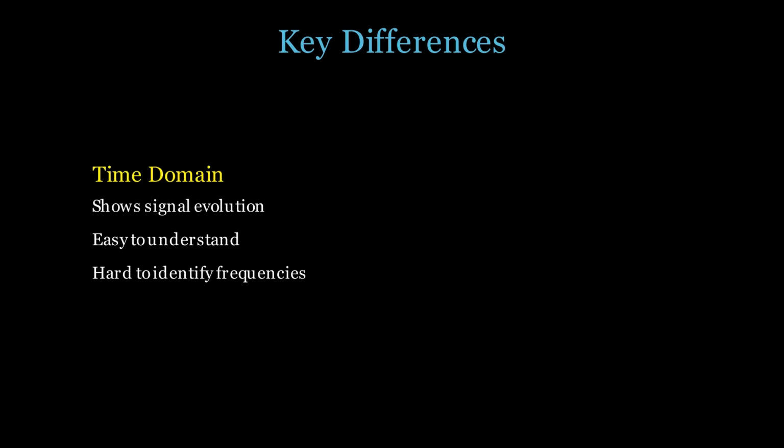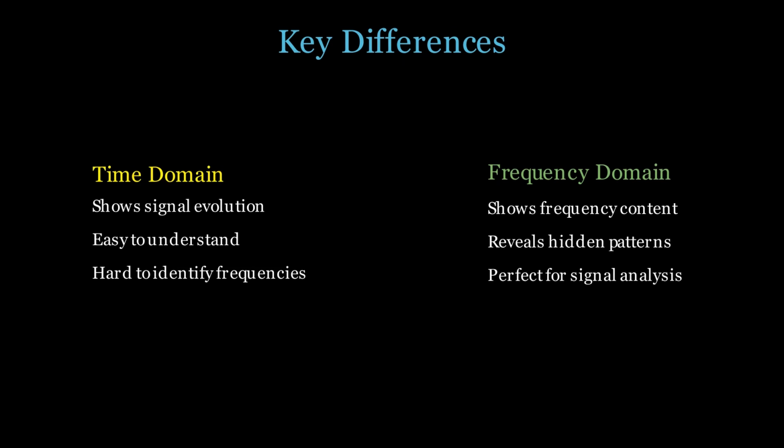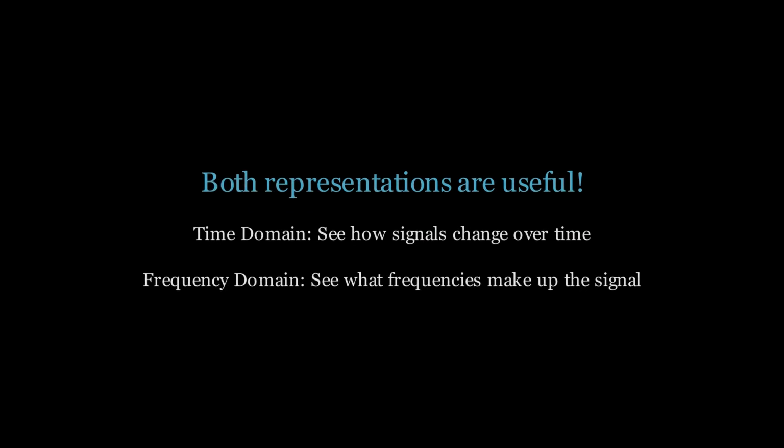Time domain shows how signals change over time. Easy to understand visually. Frequency domain shows which frequencies make up the signal. Great for analysis. Engineers use both because they're useful for different things.